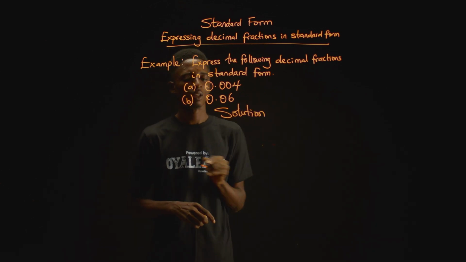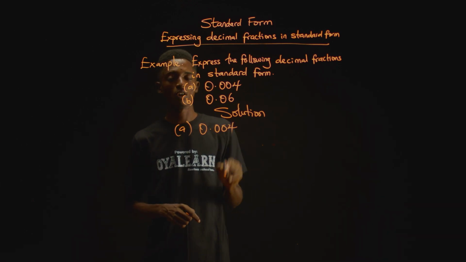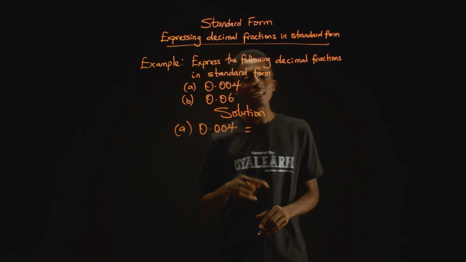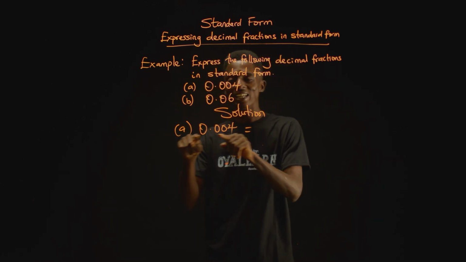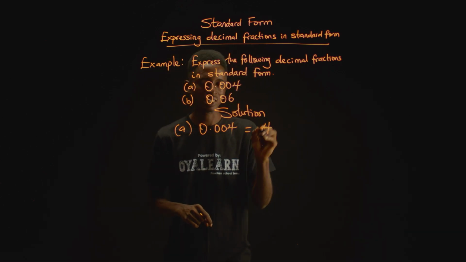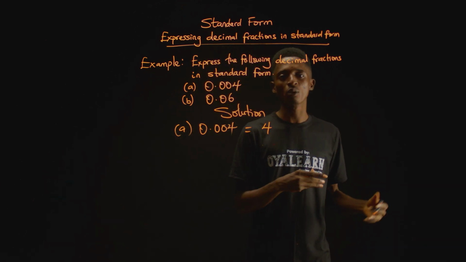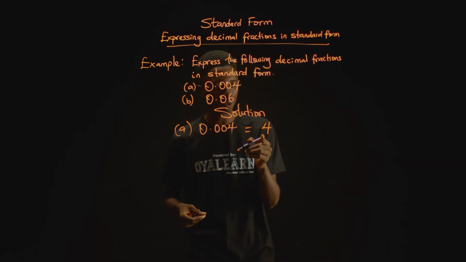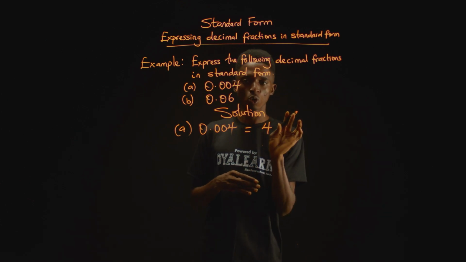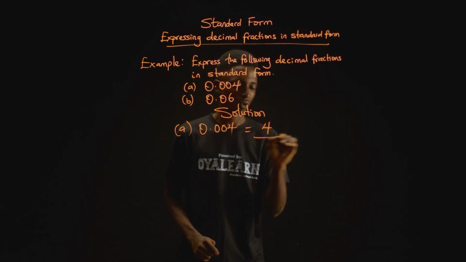Solution. For A, we have to express 0.004 in standard form. Now what you do is to identify the first non-zero that you have in this number, and that will be the number 4. That's our first non-zero. Now in case you have a question where you have more than one non-zero, after the first one you put the decimal point and then every other number that follows that first one will go in that place. But here we just have one non-zero, so we have 4 over.